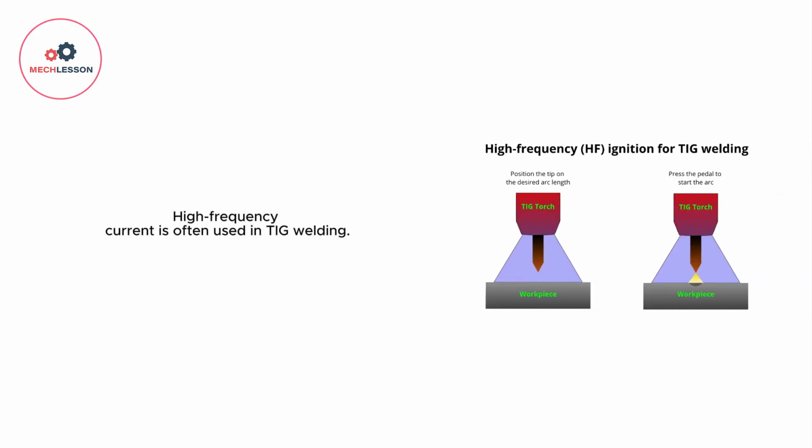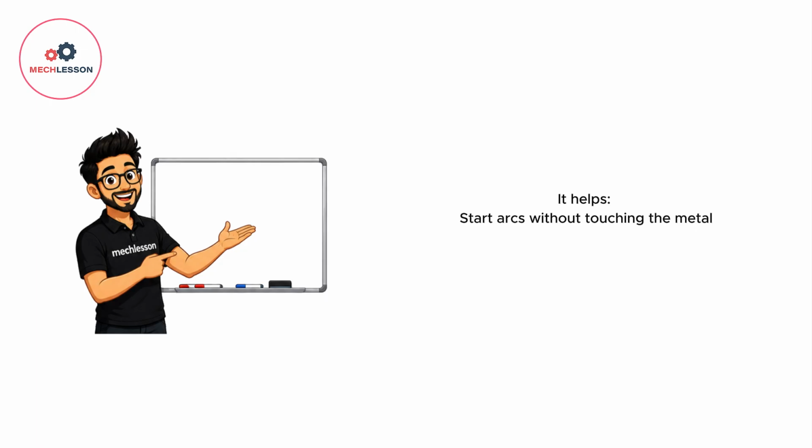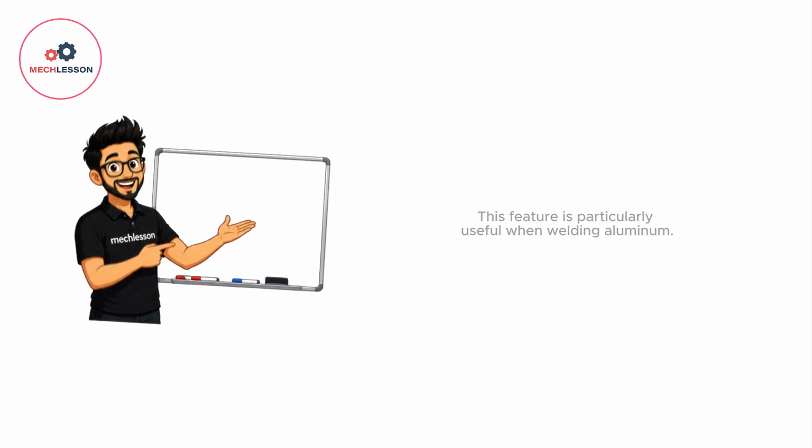24. High frequency. High-frequency current is often used in TIG welding. It helps start arcs without touching the metal, stabilize the arc, and improve weld quality. This feature is particularly useful when welding aluminum.